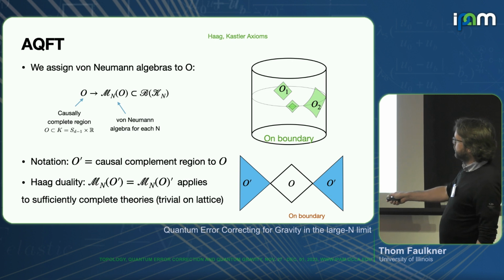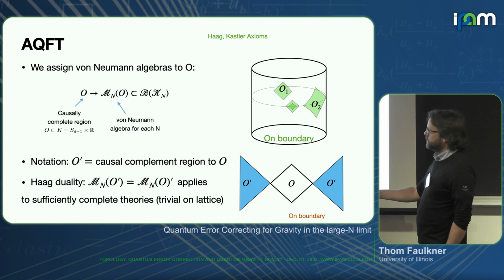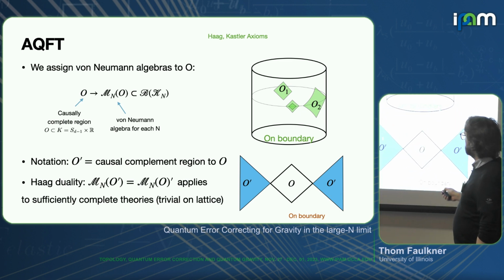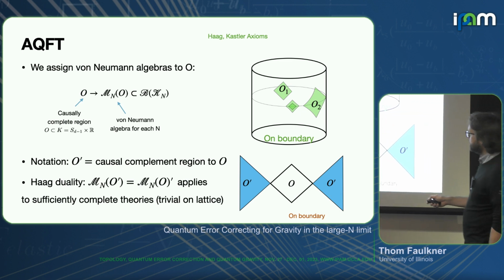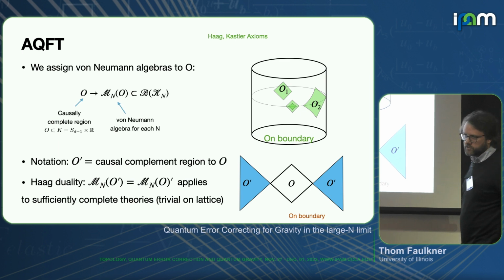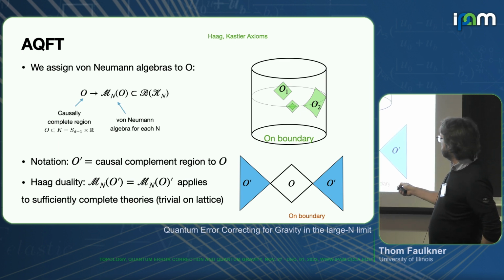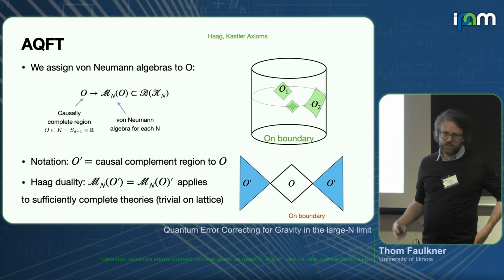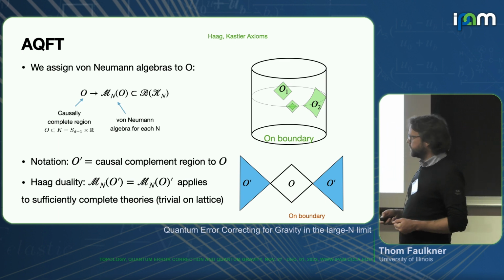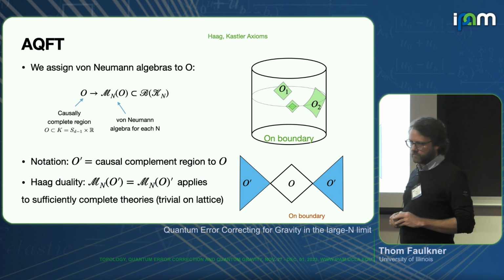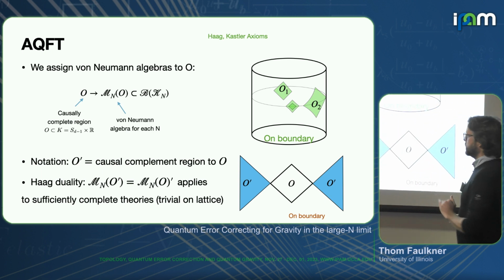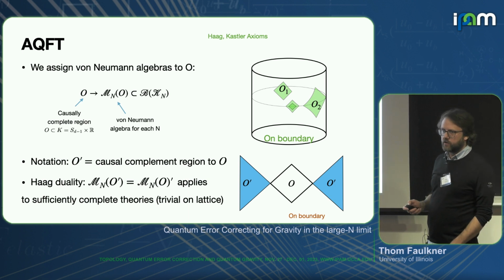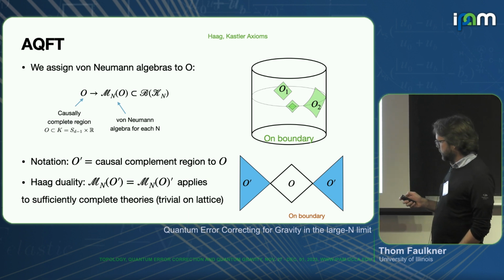And there's an important assumption we're going to make, which is Haag duality, which is the statement that things are maximal. So the operator algebra associated to O prime is just the commutant of the operator algebra associated to O. There's nothing in between here. On a lattice, this is a trivial statement. It's a little bit more subtle in quantum field theory, but it's a reasonable assumption. Okay, questions about this?